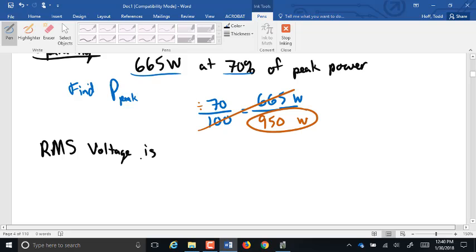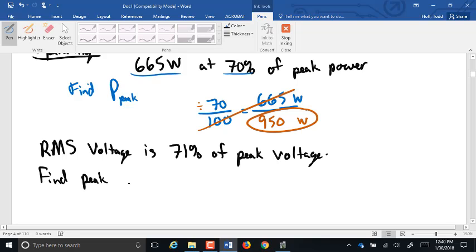RMS voltage is 71% of peak voltage. Find the peak voltage for 120 volt and for 240 volt power.